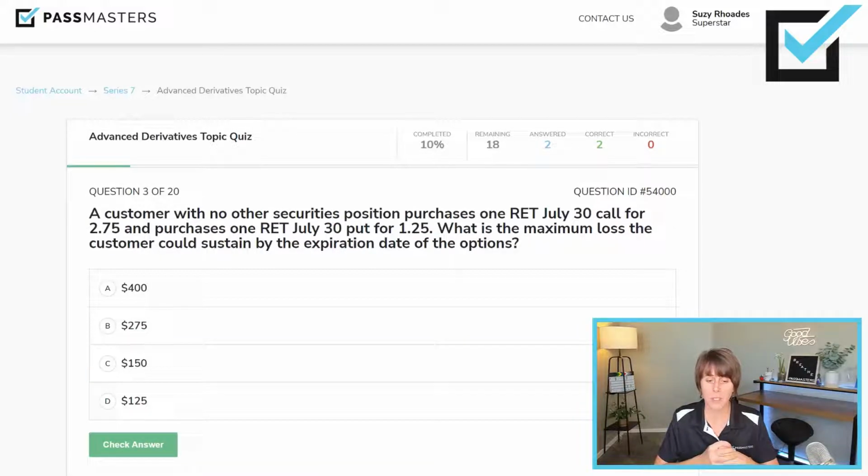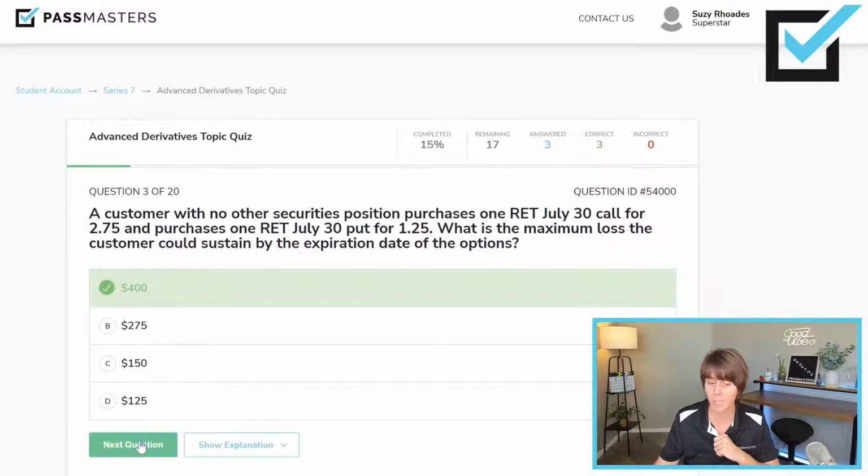A customer with no other securities position purchases one RET July 30 call for $2.75 and purchases one RET July 30 put for $1.25. What is the maximum loss the customer could sustain by the expiration date of the options? So what do we got here? We've got a long straddle. So bought a call and bought a put. So $2.75 plus $1.25 is $4 a share. When you buy options, the most you can lose is whatever you paid for them. In this case, $4 a share times 100 shares, $400. The most that this customer could lose.